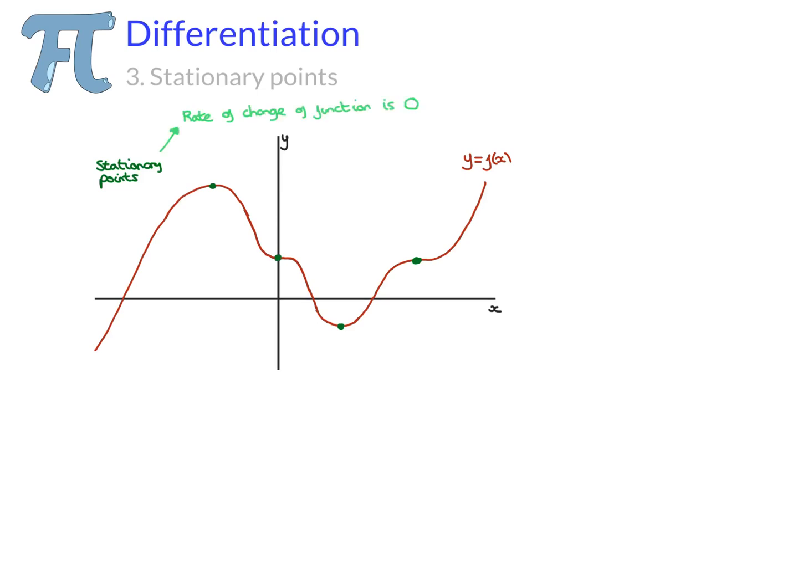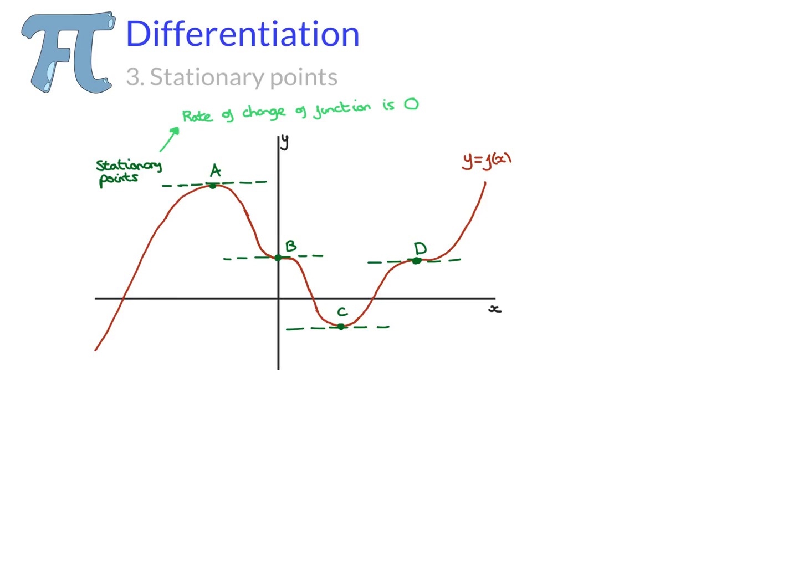A stationary point is when the rate of change of the function is zero. On a graph, this means that at stationary points the gradient is zero, and so the tangent to the curve at these points will be flat lines horizontal to the x-axis. On this graph here we identify 4 such stationary points, and we notice that all of them are slightly different.